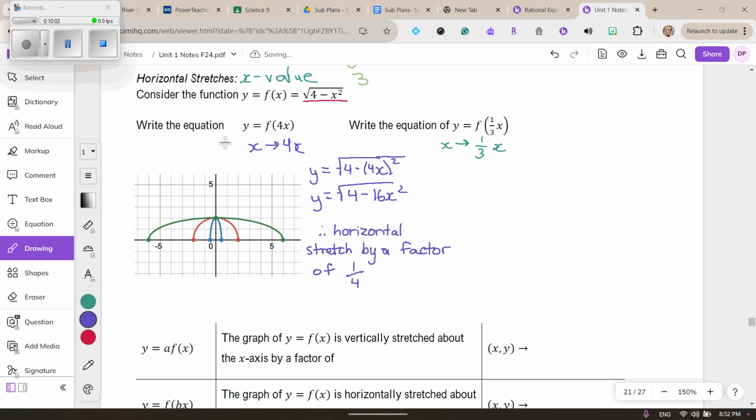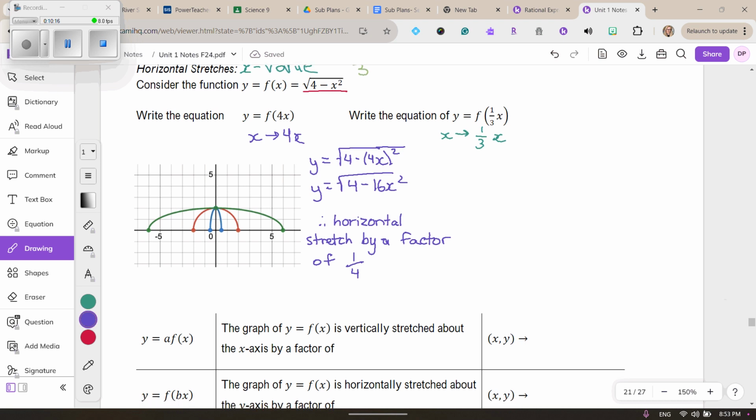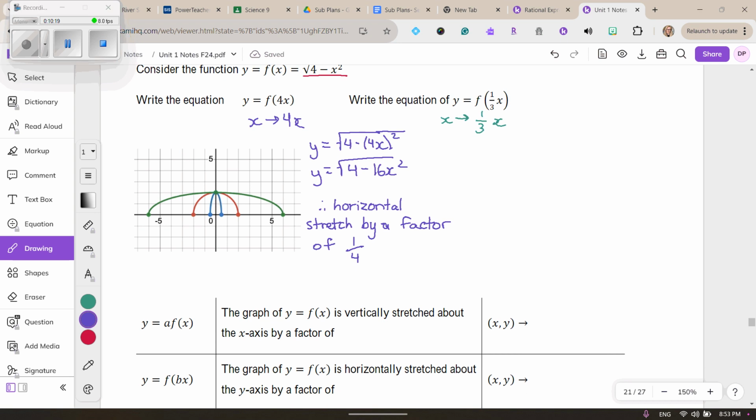So one thing that I forgot to mention on the previous piece of the notes is this wording. When I say horizontal stretch by a factor of a quarter, that's very important. But it's also important that I say about the y-axis. So that is the basics for where we stretch it. You'll notice once again our invariant points are on the y-axis, and we're stretching it on either side of the y-axis.